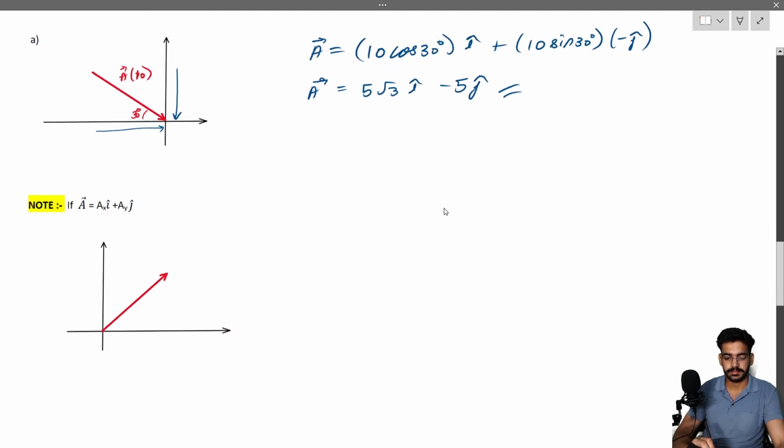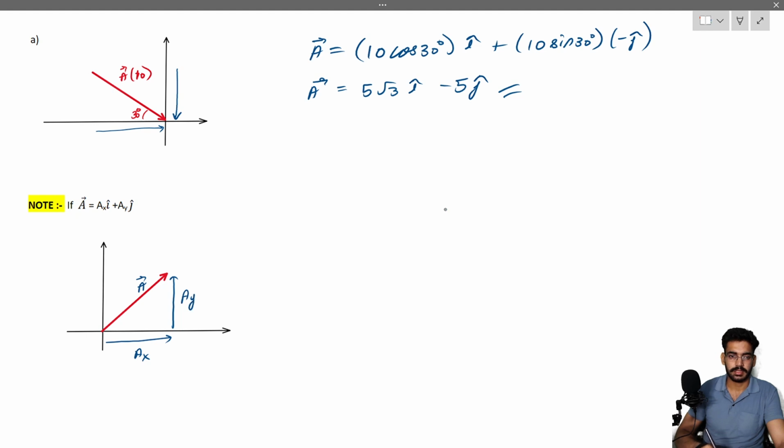What note says is, if you have ax I cap plus ay j cap, so I can say this is a vector and this component is ax and this component is ay, and this angle is alpha, and this angle is beta. So I can say alpha is the angle between its one component and a vector, and beta is the angle between its other component and a vector. So what is the angle a is making with the x-axis? So angle with x-axis, that is alpha, right?